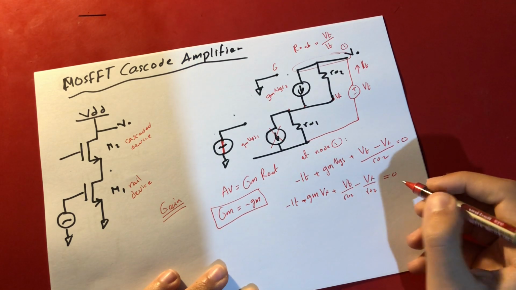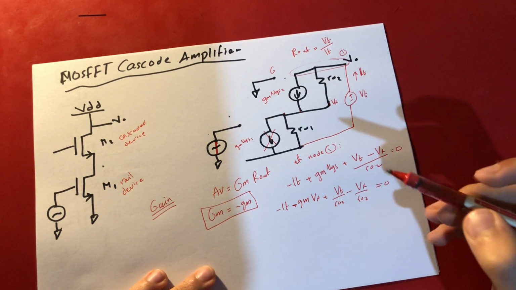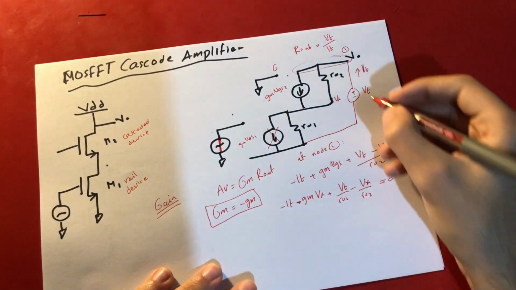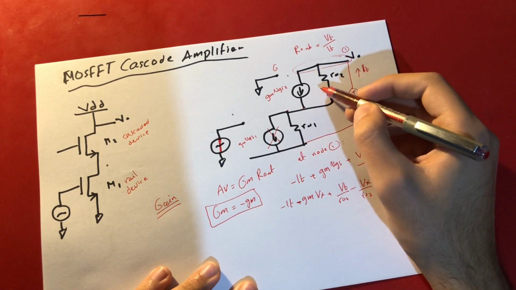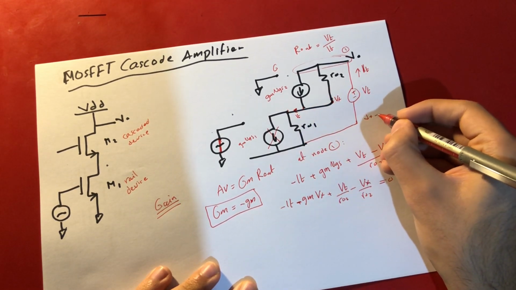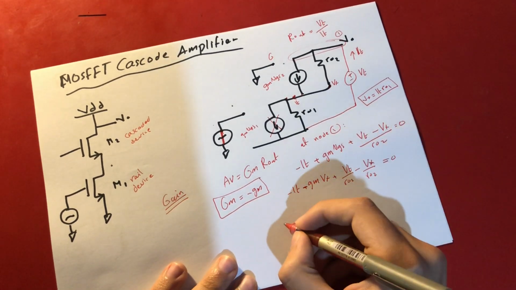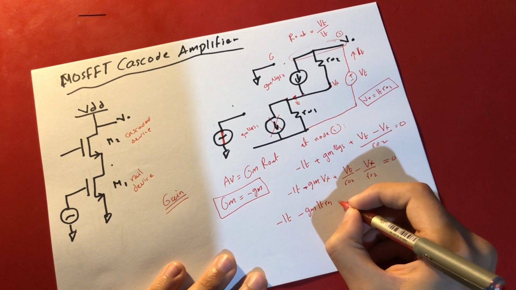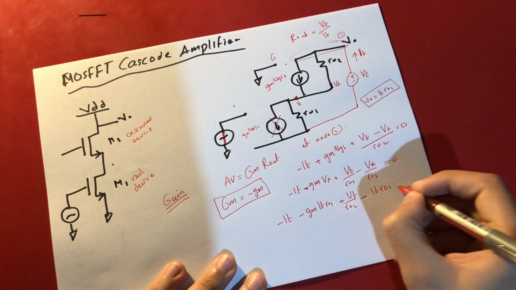It's equal to 0. Now, in this equation we only need VT and IT, so we need to remove this Vx. What is Vx? This is IT, and they somehow split out the current, and then this is IT right here, right? So Vx is equal to IT times RO1. Just substitute in the equation: minus IT, minus GM IT RO1, plus VT over RO2 minus IT RO1, which is equal to 0.